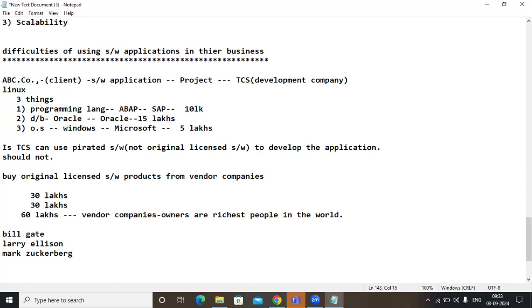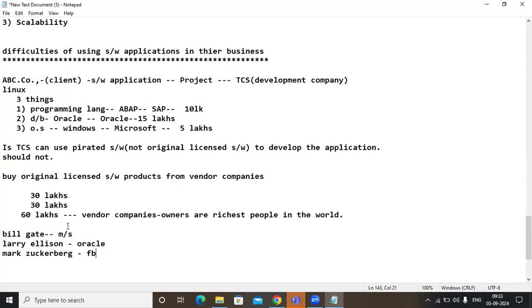So who are these people? These are all vendor companies. This is Microsoft. This is Oracle. This is Facebook. These are all vendor company owners or not?